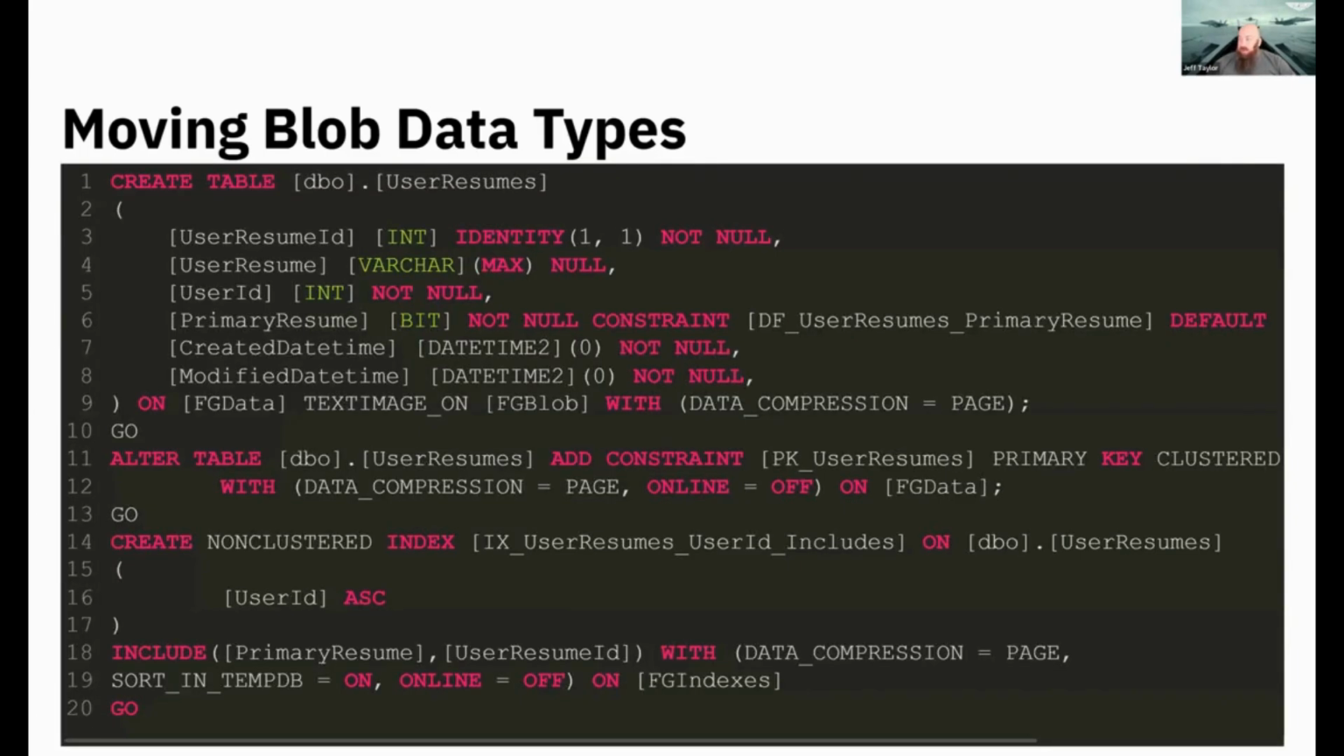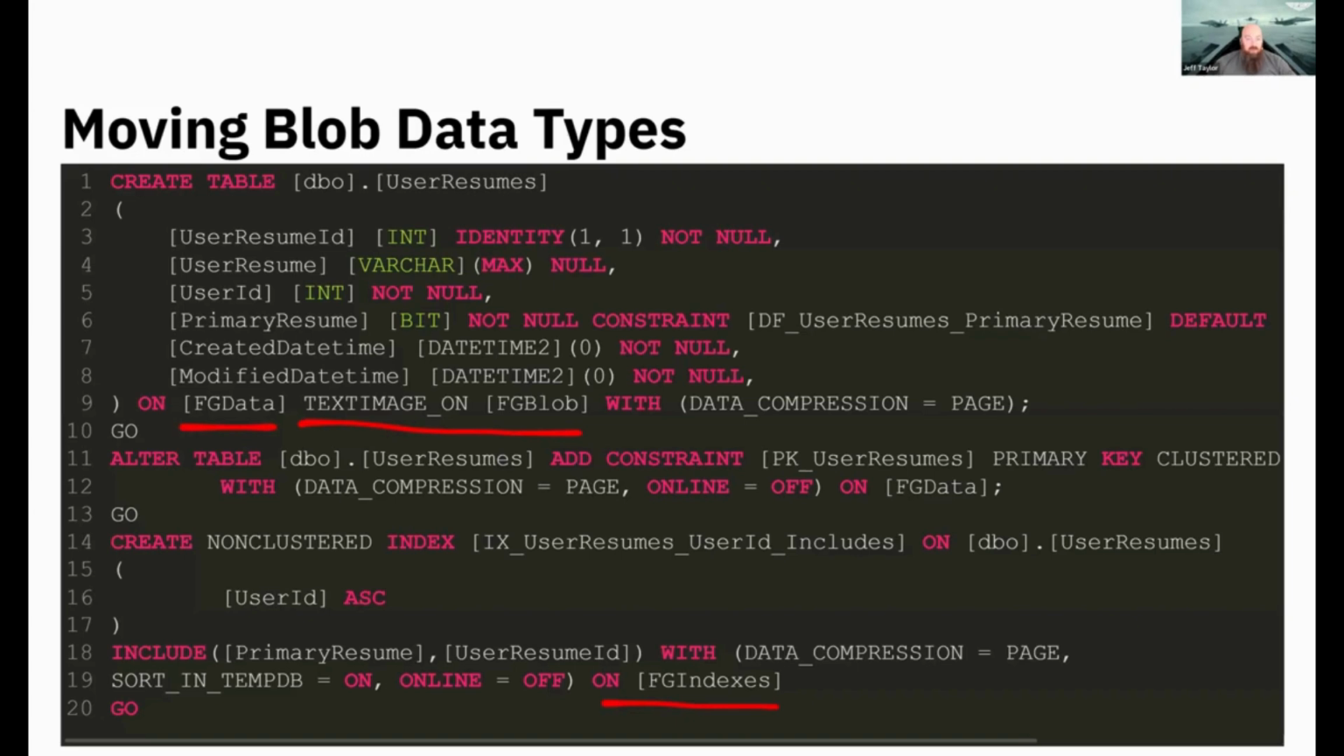So if you look right here, when you specify a new table, you can specify obviously the file group that it's on, but in order to manage the blob data, you have to say TEXTIMAGE_ON FG blob, but that can only be done during creation of the table. So unfortunately for those tables that are using blob storage, you'll have to recreate that table.